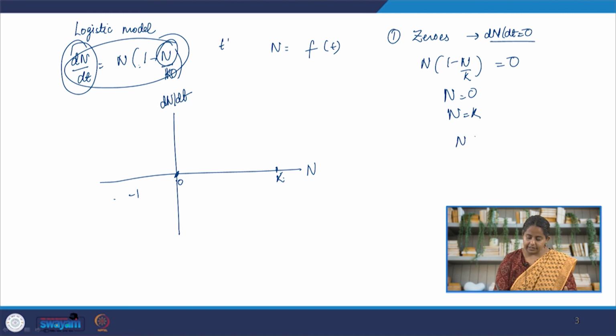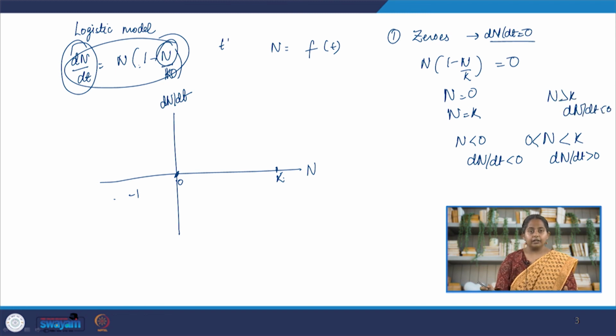that when n is less than 0, dn by dt is less than 0. When n is between 0 and k, dn by dt is greater than 0. And when n is greater than k, dn by dt is less than 0 again. In this particular system, because it is a very simple system, you only need to find one of these, not all three. So, let us say when n is less than 0, dn by dt is less than 0.